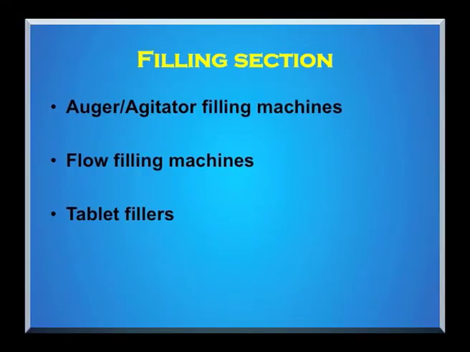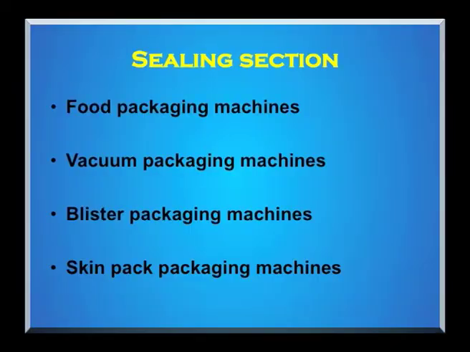Machines are used to fill bottles or a pouch depending on the type of product. There are certain general types of filling machines. There are auger or agitator filling machines, flow filling machines, tablet fillers. Another section, that is sealing section. Usually after the filling section these machines are used. They are used to securely close and or fasten the product. Some types of sealing equipments that are discussed below are food packaging machines, vacuum packaging machines, blister packaging machines, skin pack packaging machines.